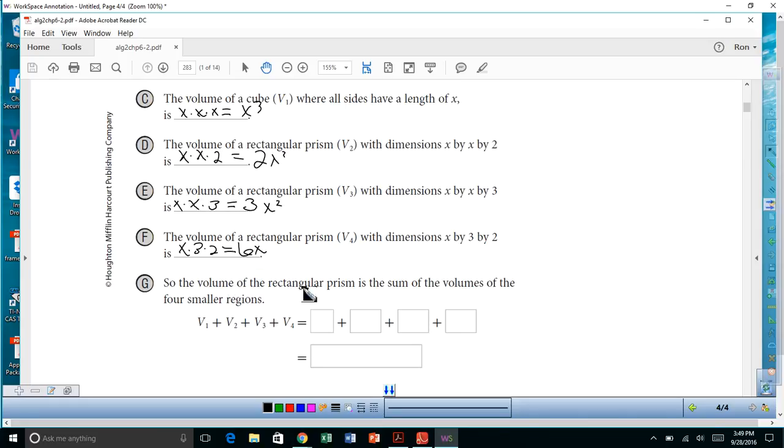So the volume of a rectangular prism is the sum of the volumes of the four smaller regions. Volume 1 plus volume 2 plus volume 3 plus volume 4. Volume 1 was x cubed. Volume 2 was 2x squared. Volume 3 was 3x squared. And volume 4 was 6x. Now, if you'll notice, these two here, they're like terms. So we can combine those, and that gives you x cubed plus 5x squared plus 6x. Good deal.